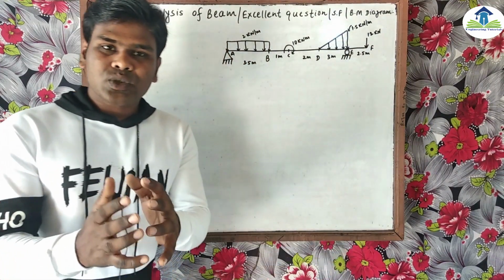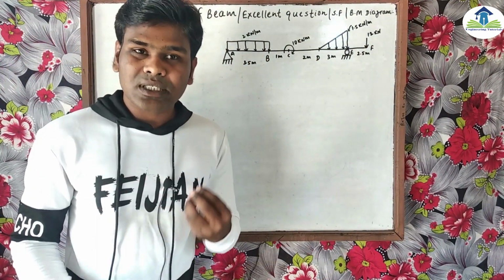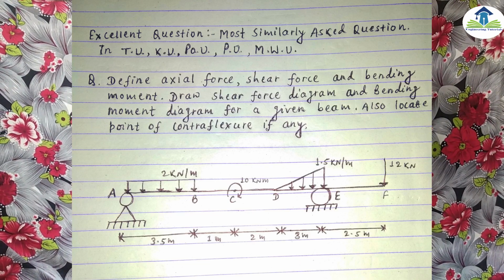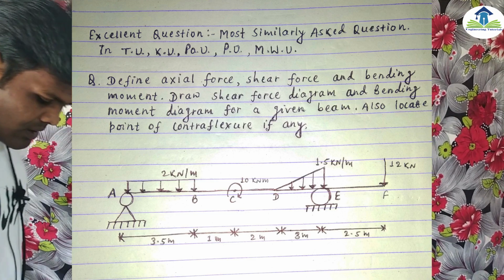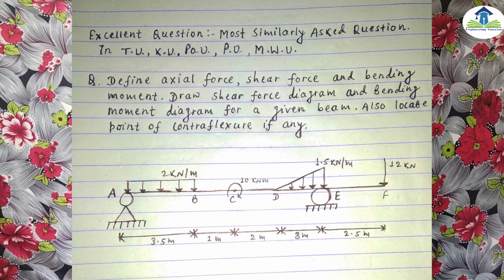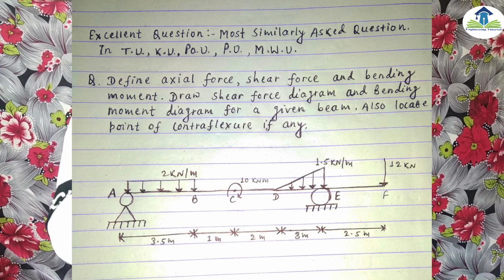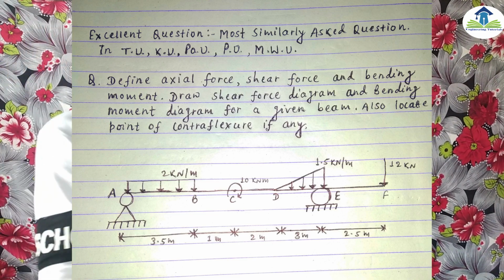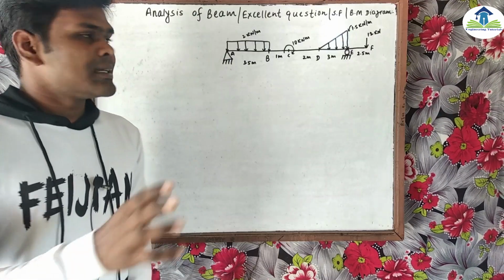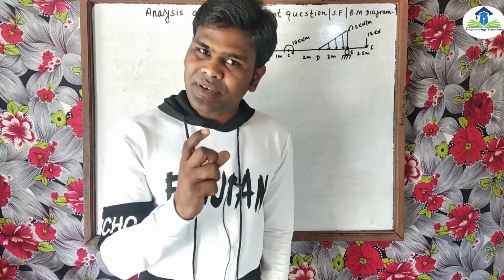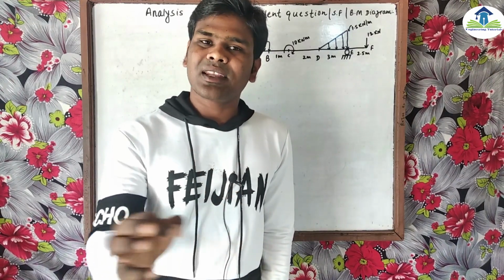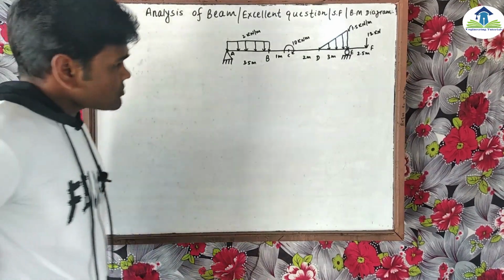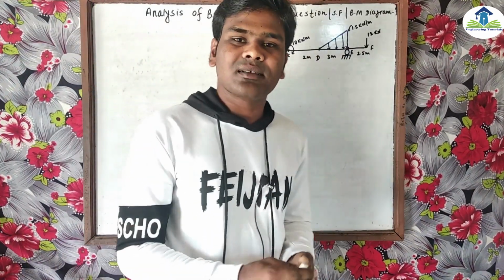Your question is showing on the screen. Let's read what the question is saying. First of all, read and note in your books what the question says: draw the shear force diagram and bending moment diagram, and also locate the point of contraflexure, if any. This question carries 15 marks in Pokhara University, Tribhuvan University, and other colleges like Midwestern University and Purvanchal University. So let's see how we solve the question.